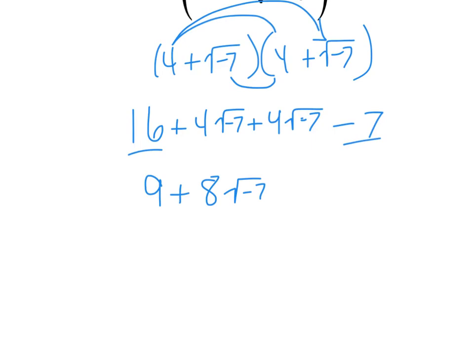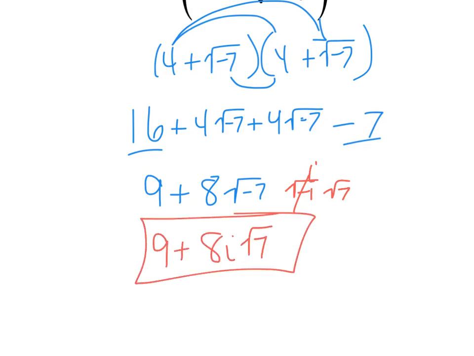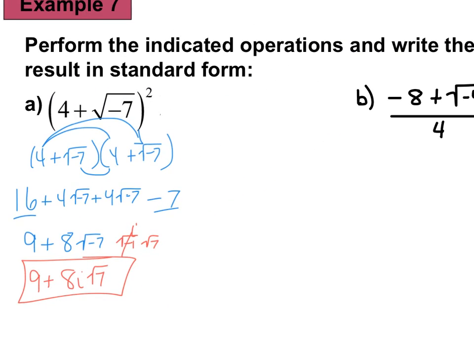Well, how would I get 8i? I'm going to take out the negative 1 that's in here, because this is really negative 1 and negative 7, right? So it becomes i. So it's just 9 plus 8i root 7. Nothing you guys can't handle. It's just a matter of practicing. It's a little awkward sometimes.